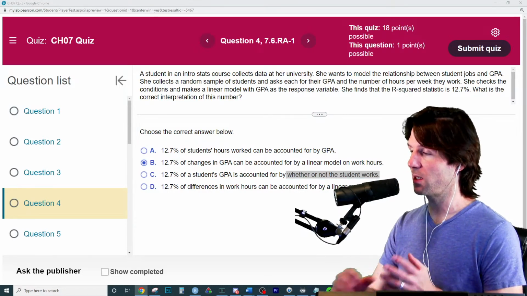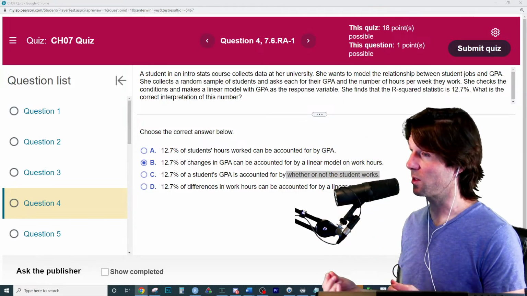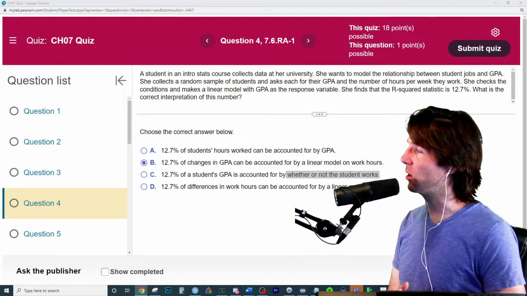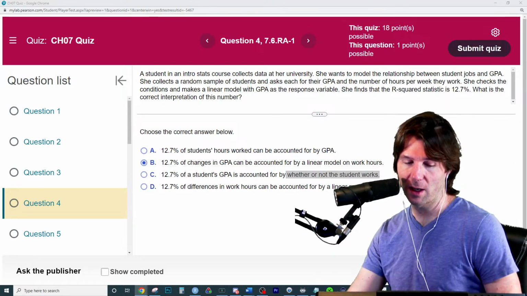Blank percent of the variation in Y is explained by the variation in X. So the Y variable of interest was GPA. It says the response, which is the Y. Why are we doing this? And so the X is going to be the explanatory variable. I prefer to write it that way. That's the way I always do it.